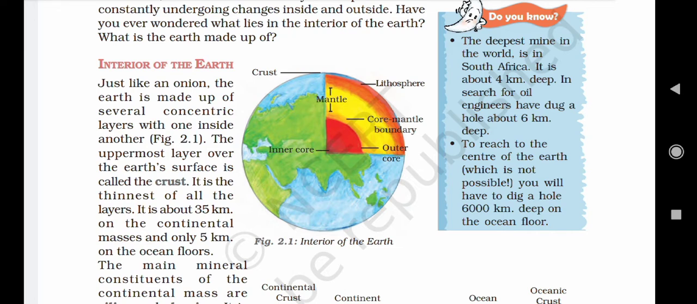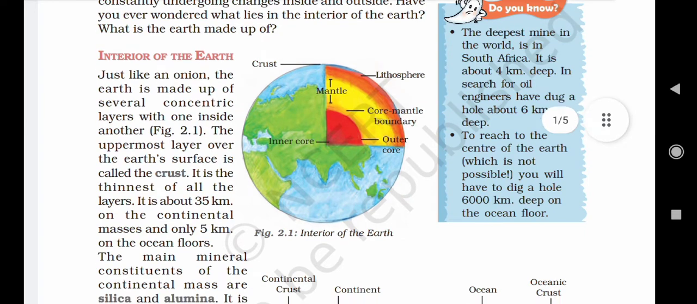It extends up to 2900 kilometers. Last but not the least is the core. It has a radius of about 3500 kilometers. What does it mean? If you want to go from the outer core to the center of the Earth, you need to cover about 3500 kilometers. So this is all about the broad division of the Earth's layers. Now let's talk about what is inside the Earth.